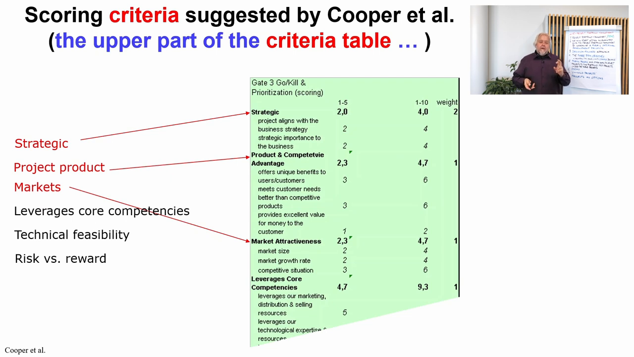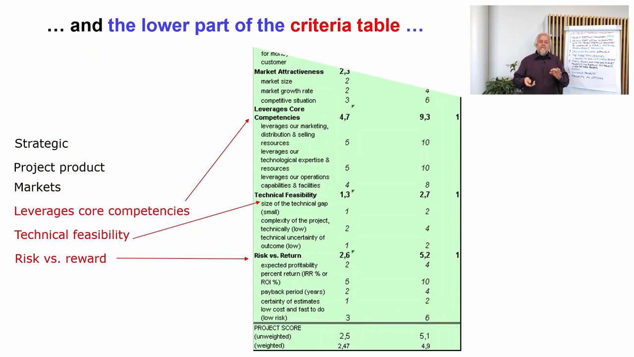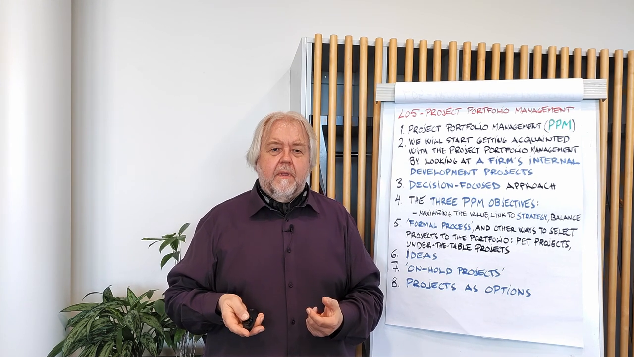Okay, now we have here the first three main classes of the criteria illustrated in this table. And in the next picture, we have the remaining three criteria. That is, leverages the core competencies, technical feasibility, and risk versus reward. So we have the lower part of the criteria table in this picture.